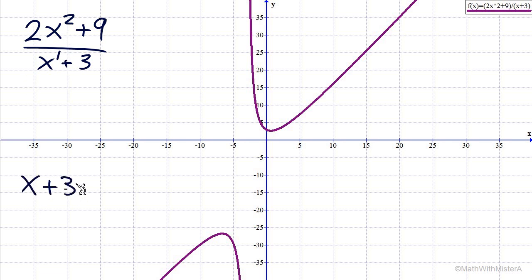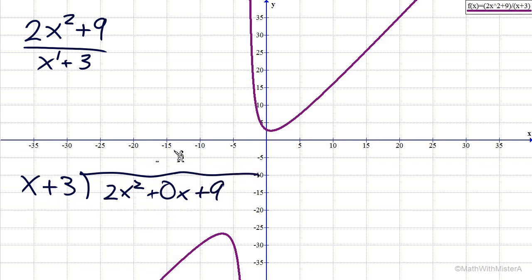x plus 3 divided by 2x squared plus 9. I need a placeholder, so I'll go with the plus 0x and the plus 9. Okay, division. So x times what is 2x squared? We need a 2x this time. Multiply back down. Definitely going to flip my signs and add.